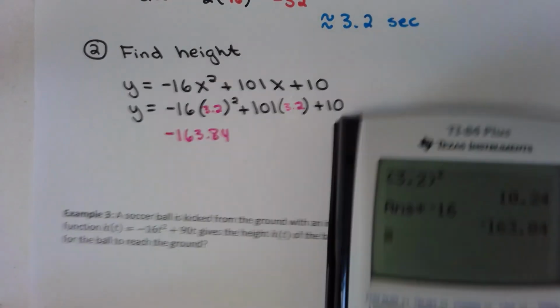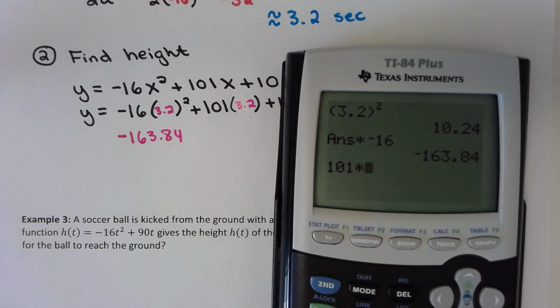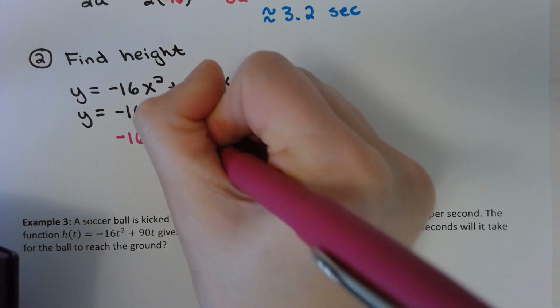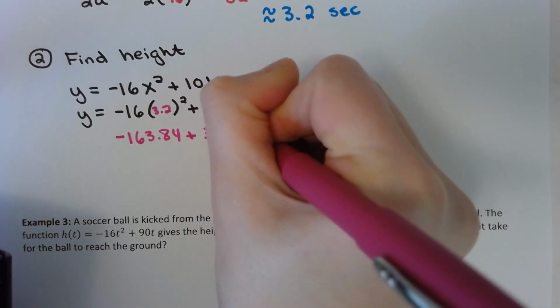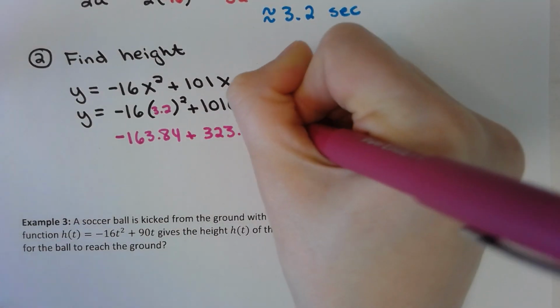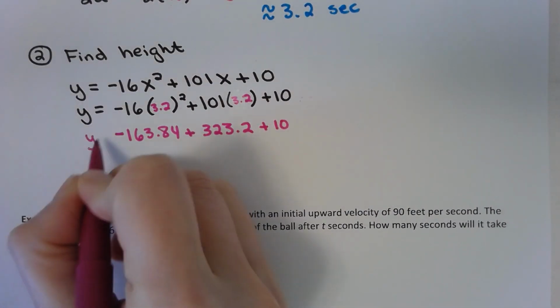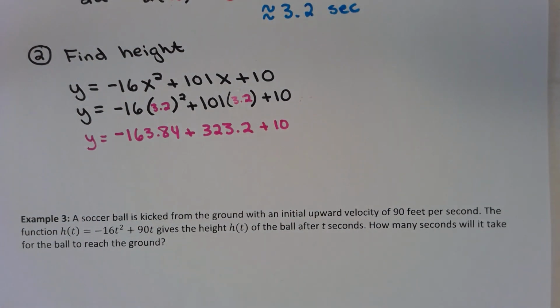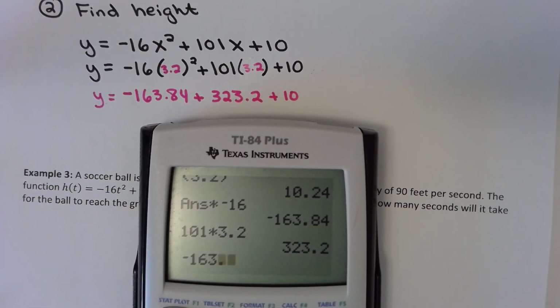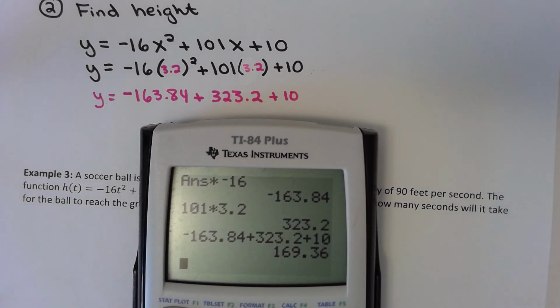The next part is 101 times 3.2, which is positive 323.2. And then at the very end, I can bring down my plus 10. So now I have my y equals, this is talking about the height, I can add up all of my numbers. So let's say we've got negative 163.84 plus 323.2 plus 10, which is 169.36.